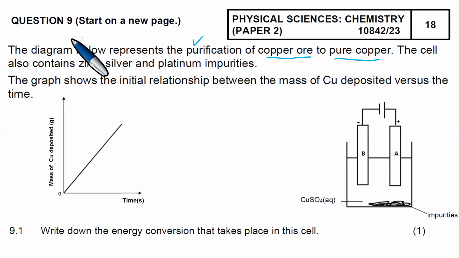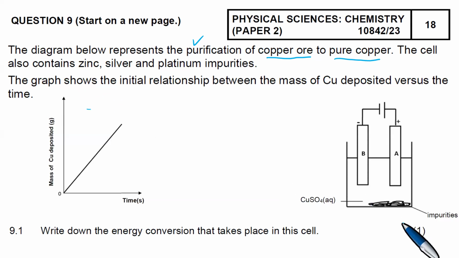Now we are taking question 9. You need to start this question on a new page. The diagram below represents the purification of copper ore to pure copper. We want to have pure copper in the end. The cell also contains zinc, silver, and platinum impurities.